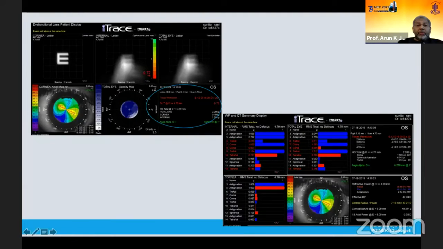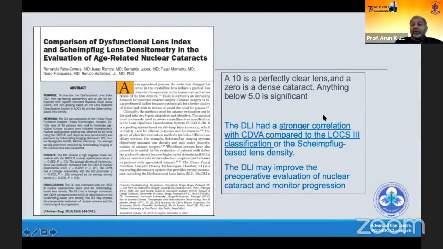0.72, and the rate of the opacity is 2.5, and you can see the internal aberrations are also very high. Angle alpha is good, so this is a good candidate for doing any type of IOL or cataract surgery. And it has been shown in various studies that a 10 is a perfect score for a clear lens, and it's 0 in dense cataract.